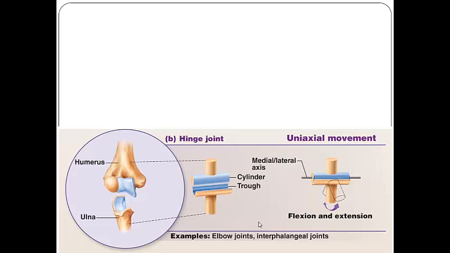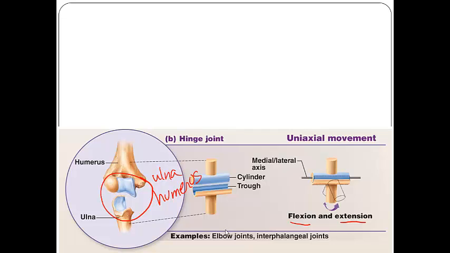Our next slide is showing a hinge joint. And the hinge joint is a very common joint. It's a uniaxial type of joint where it allows for flexion and extension. Recall that flexion is the decrease of the angle between two bones. Extension would be the opposite, increasing the angle between the two bones. And a very common example of this would be right at the elbow joint. Remember, the elbow joint occurs because of the ulna articulating with the humerus. So in this case, it really doesn't have anything to do with the radius.